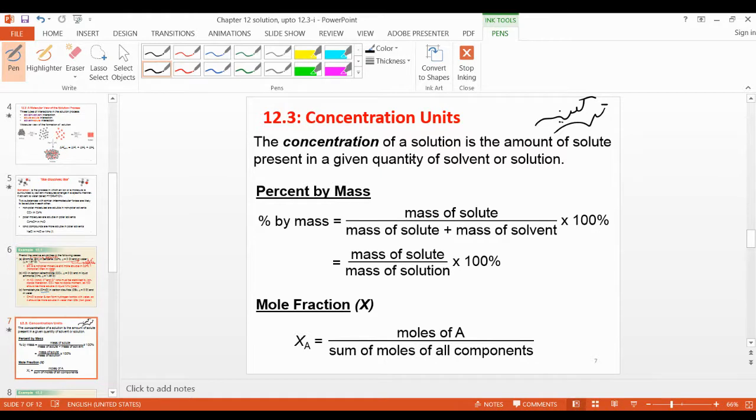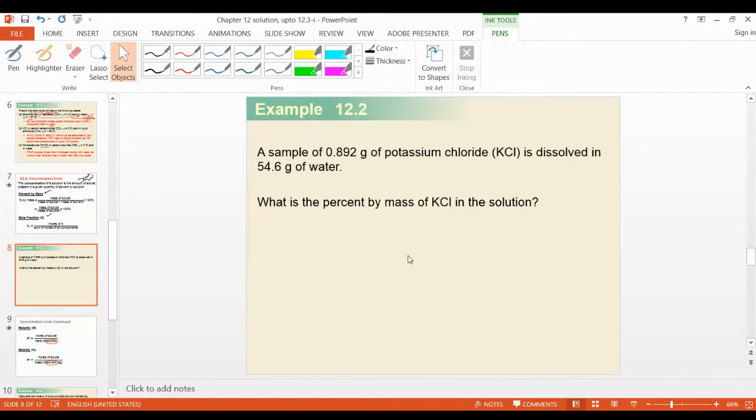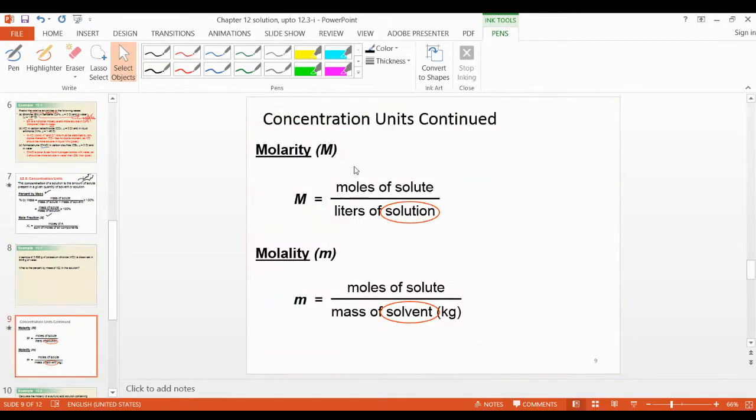So here we have to introduce the new things. Percent by mass you already did. Mole fraction you already did. Okay, I will come back. And molarity you already did in the previous chapter. Here the new terminology we use is molality. This I will explain.